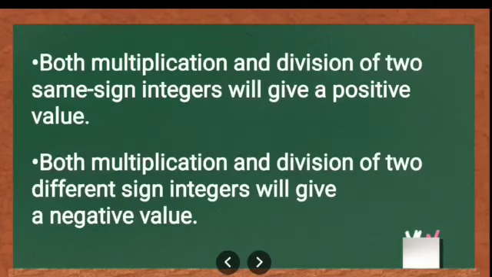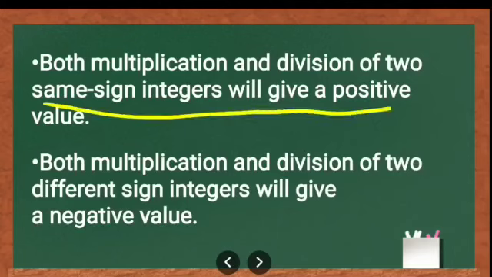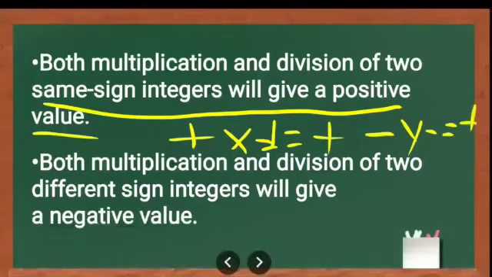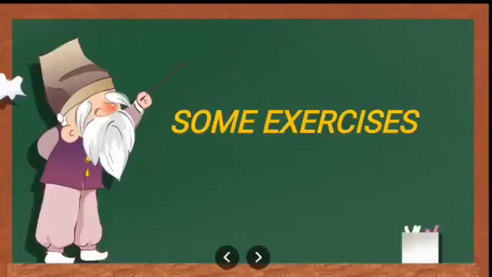For multiplication and division, two same sign integers will give a positive value. If you are multiplying or dividing any two positive integers, then the answer will also be positive. Or if you are doing the same with two negative integers, then also the answer will be positive. So minus into minus will give you plus. Next, both multiplication and division of two different sign integers will give a negative value. Okay, let's do some exercise sums.